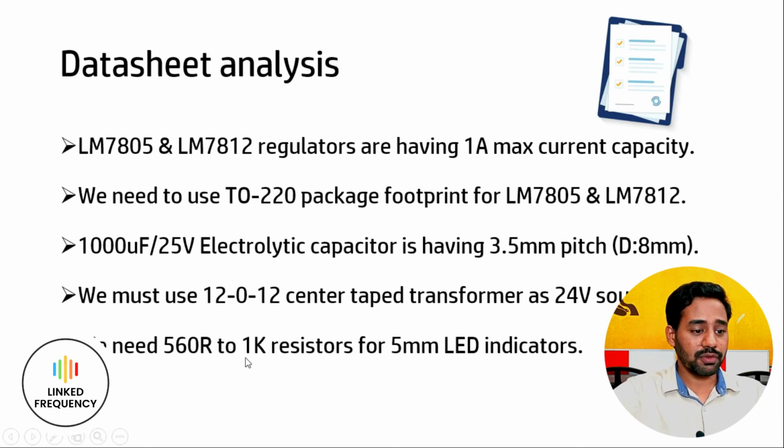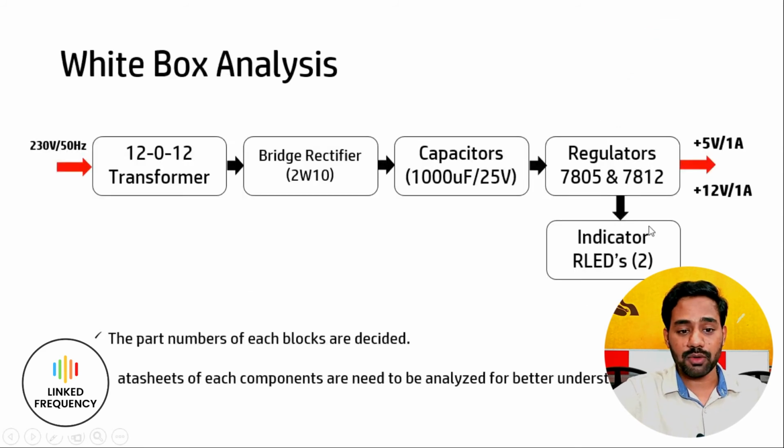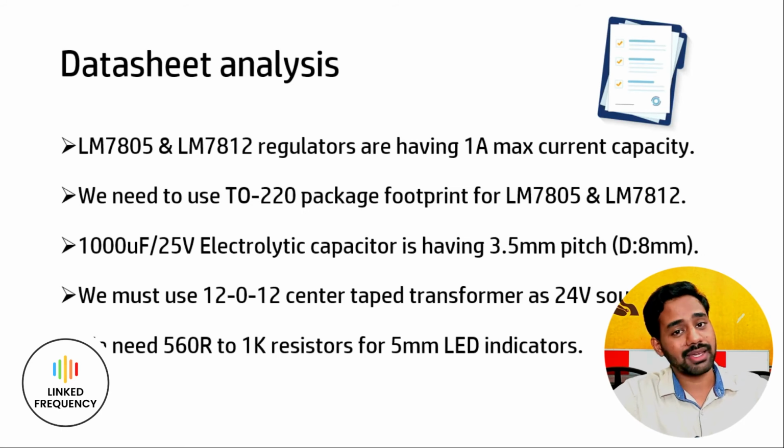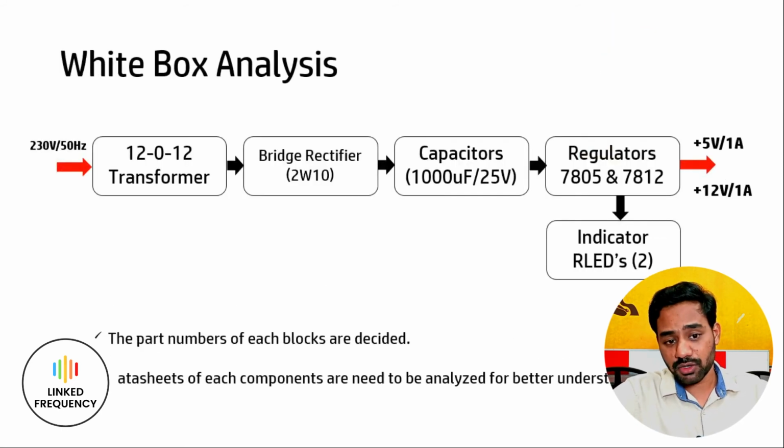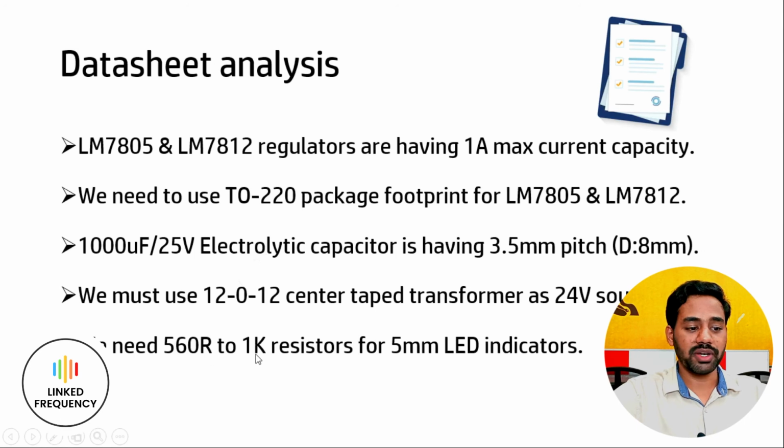And we can see that we need to use a 560 ohm resistor and a 1 kilo ohm resistor for the 5 mm LED indicators. For the 5 volt DC power supply that we are designing, we need a 560 ohm resistor, and for 12 volt we need a 1 kilo ohm resistor. Why? Again, I am using Ohm's law, and going through the datasheet of 7805 and 7812 to understand their output delivery capacity. Based on that, I calculate these two values and put them into my circuit design activity.